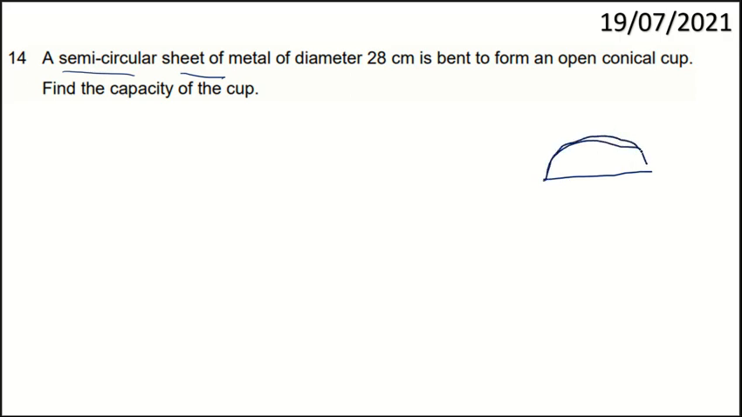So, we have got this semicircular sheet, with center O, and let us say this is the radius. AB is the diameter, and its length is given to us. AB length is 28 centimeter, which means the radius is 14 centimeter.